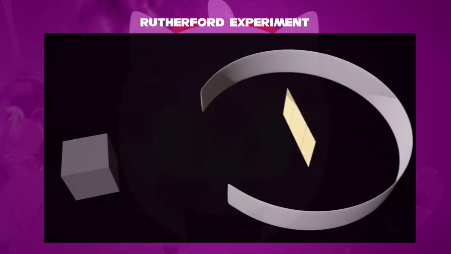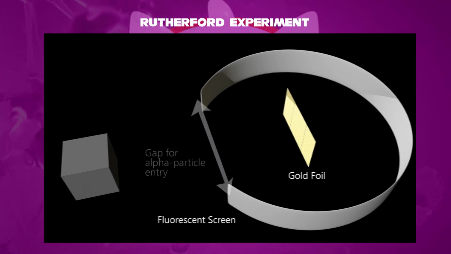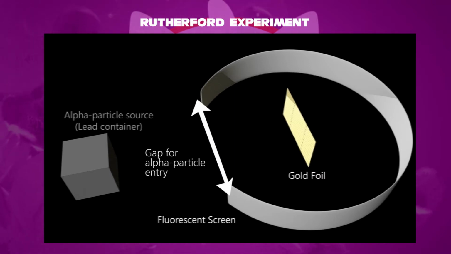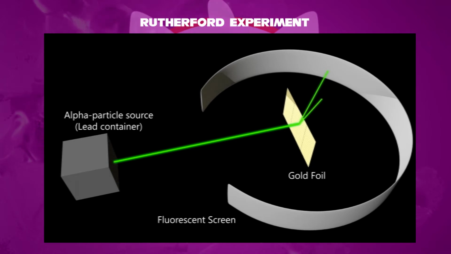Now, for the next diagram, as the model is varied. A gold foil is placed here, which lets all the atoms bombard next to the circular band, namely a fluorescent screen. The gap allows the atoms to enter, next to the gold foil. Starting from the source of alpha particles, which is a lead container, the atoms then pass through the gap, and then through the gold foil.